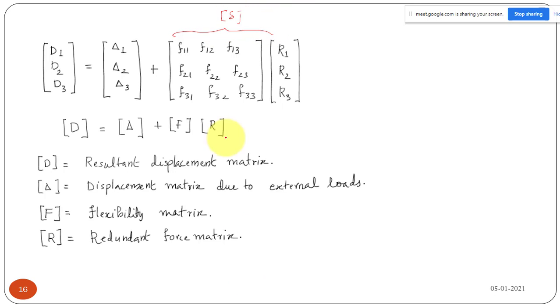Okay, so this is a 3 by 3 matrix into a 3 by 1 matrix. In short, this is your F matrix, it is your R matrix, it is your delta matrix, it is your D matrix. So I can write D is equal to delta plus FR. This is my final equation, and here D is the resultant displacement matrix. It is your final displacement values, and delta is the displacement matrix due to external load.